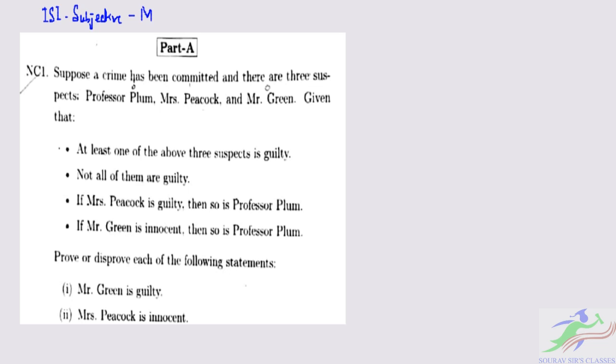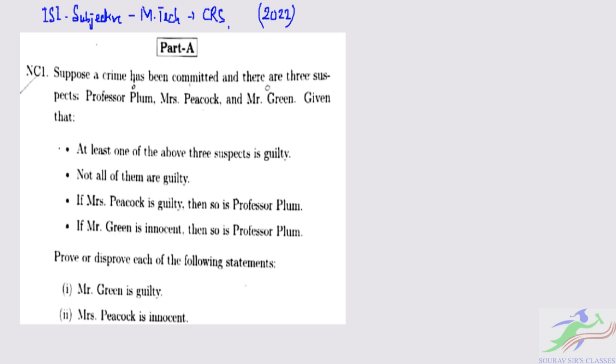So in this particular video, we'll be solving this paper from the ISI subjective paper for the MTech program in CRS, Cryptography and Security. So this question is from 2022, this year. And you can see this question is from the part A for the non-CS group.